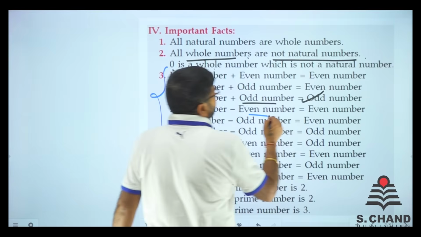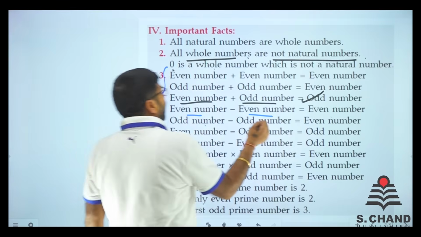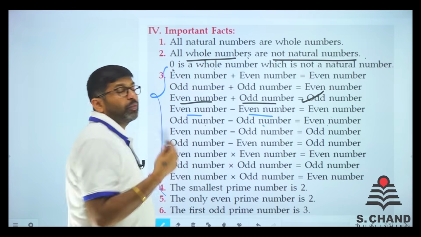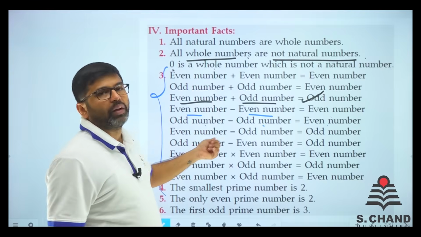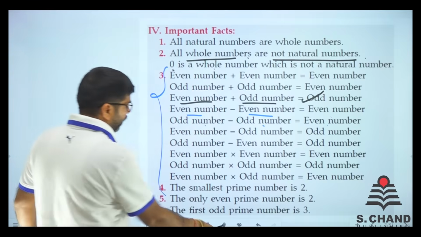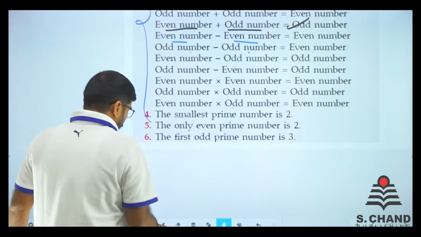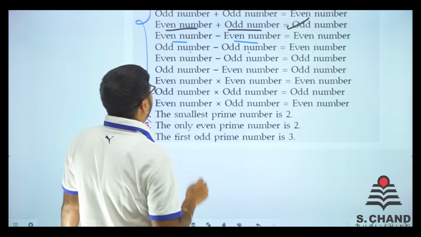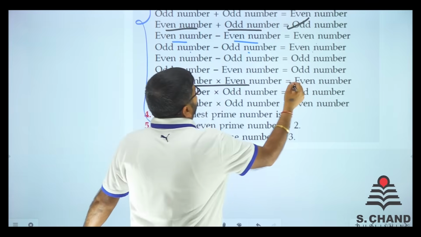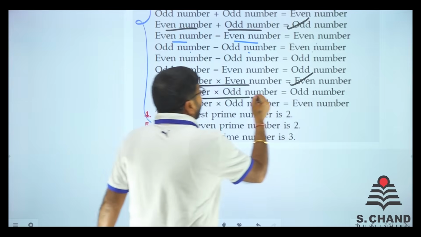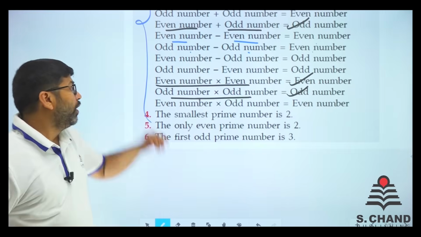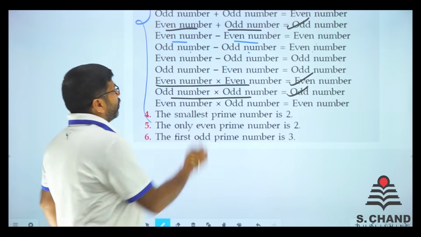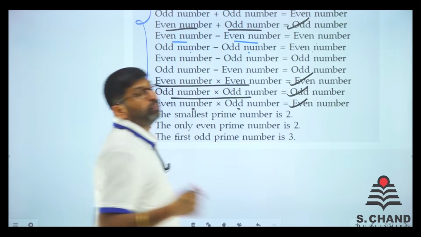Even number minus even number will be an even number, and odd number minus odd number will be an even number only. But if you subtract an odd number from an even number, that will not be an even number, that will be odd then. What next? When you subtract odd minus even, it will be odd only. When you multiply two even numbers, you get an even number. When you multiply two odd numbers, you get an odd number. Remember this. When you multiply two odd numbers, it will always be an odd number. But when you multiply odd and even, it will become even, right?